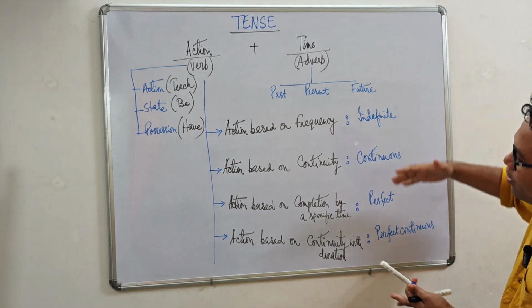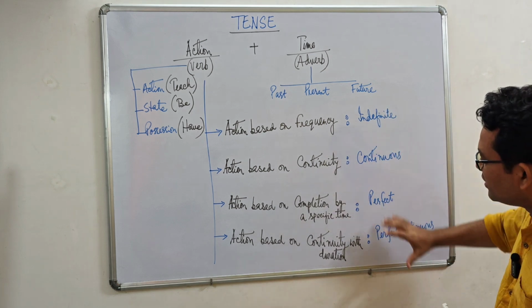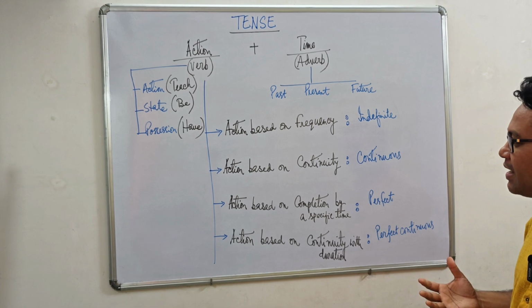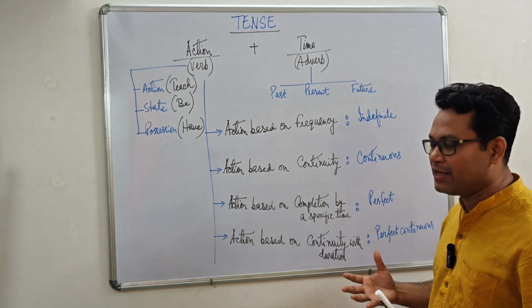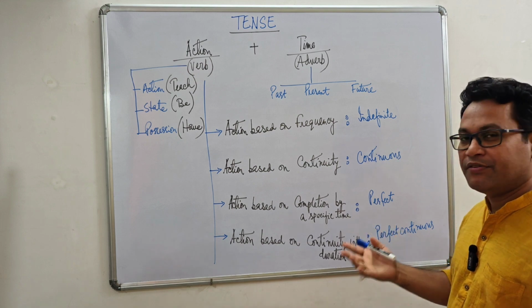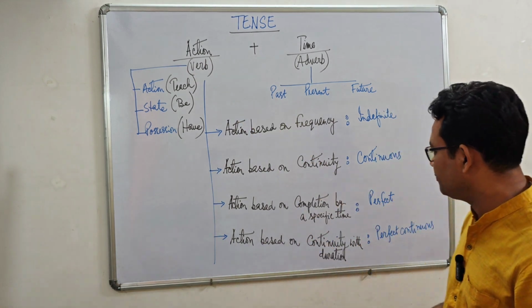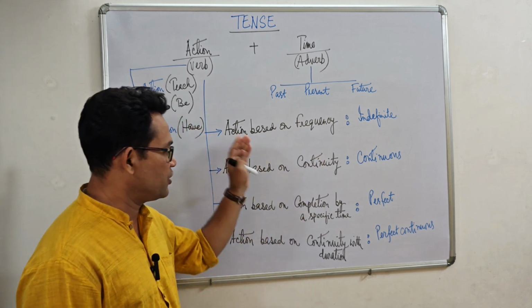That means we have got 4 subcategories of tense. Now put these subcategories in past, present and future. Ultimately we will get 12 different tenses. So that is how we get 12 different versions of an action or verb. Alright, so this is only half of the story.